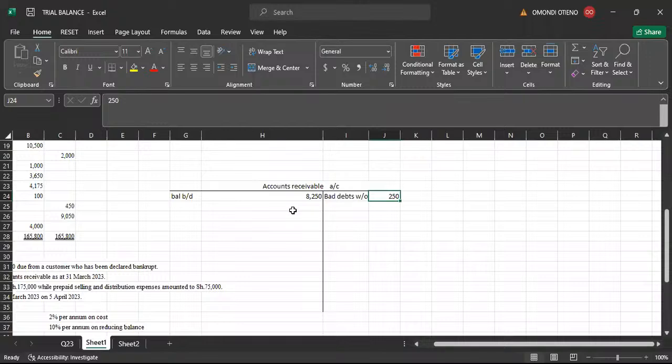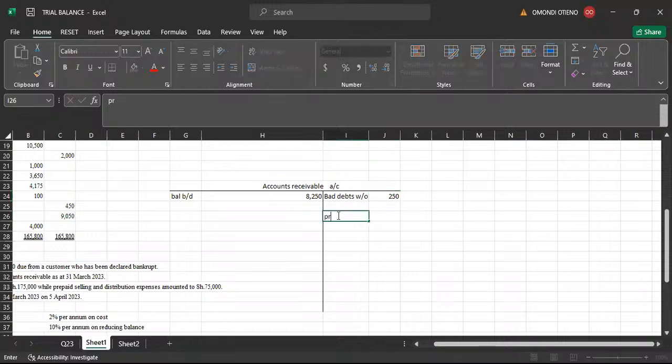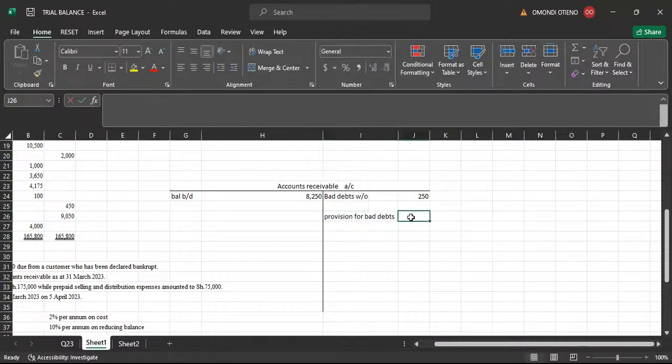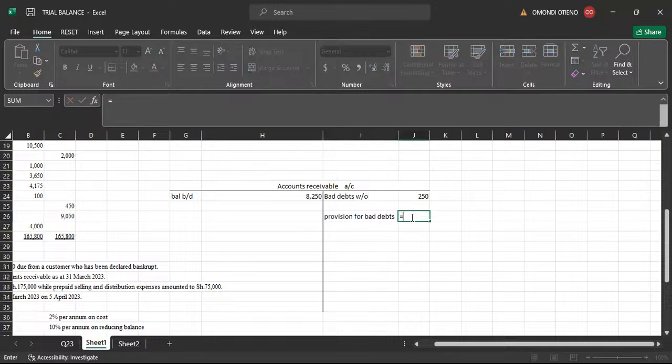So when we want to now take that, we are going to reduce our accounts receivable again by 5%. So provision for bad or doubtful debts. It is either bad or doubtful debts. We are being told that it is 5% of the net debtors value.